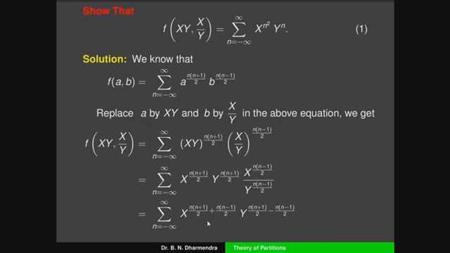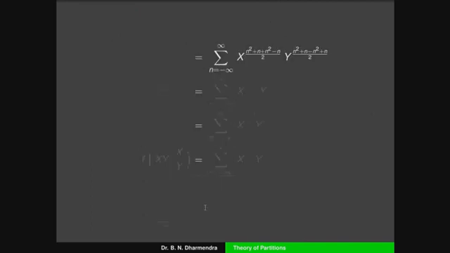Here the denominator 2 is there. We can expand the brackets and add the terms, that is the summation n from minus infinity to plus infinity of x to the power (n squared plus n squared minus n) divided by 2, into y to the power (n squared plus n minus n squared plus n) divided by 2. Here plus n squared and minus n squared get cancelled, so only 2n divided by 2 remains.